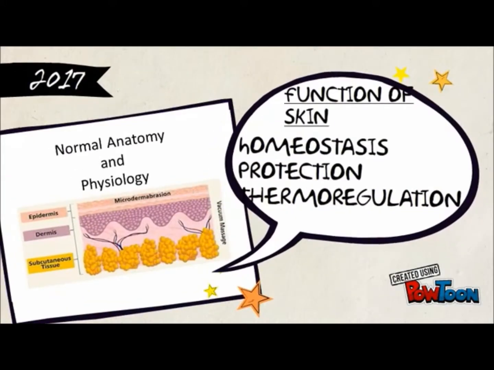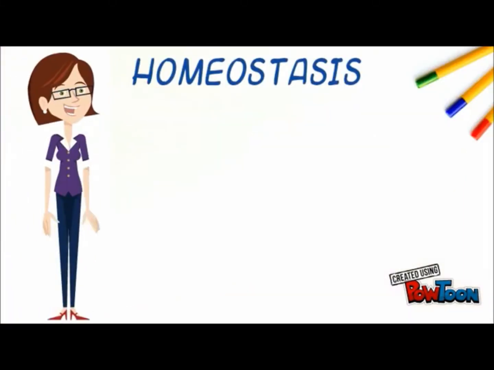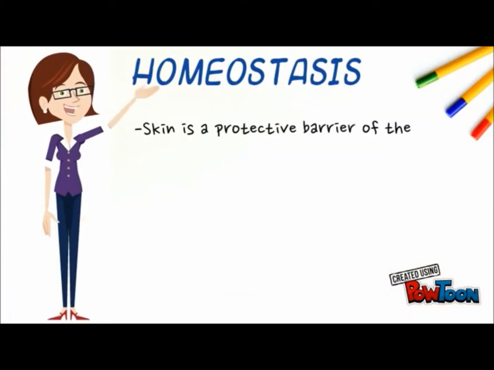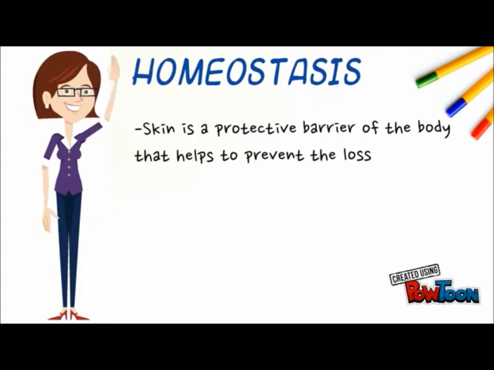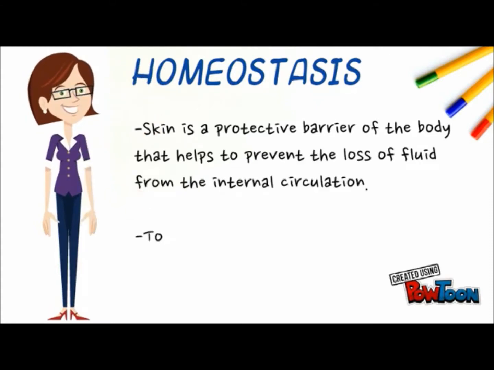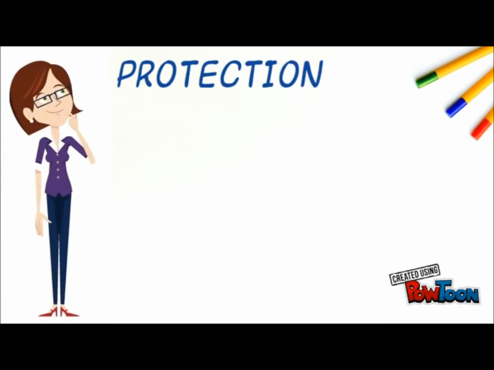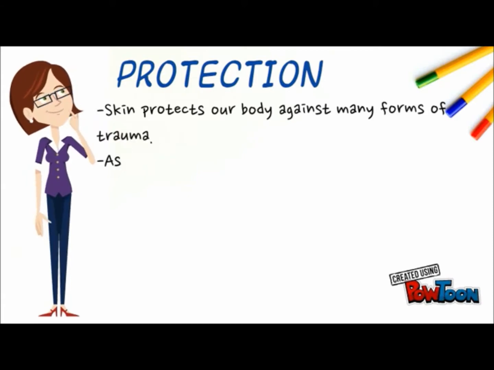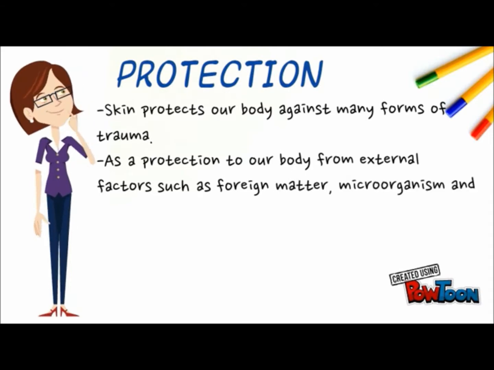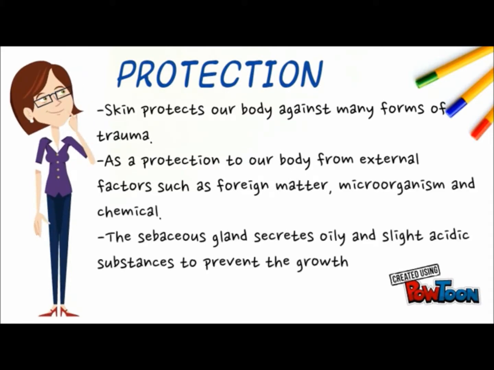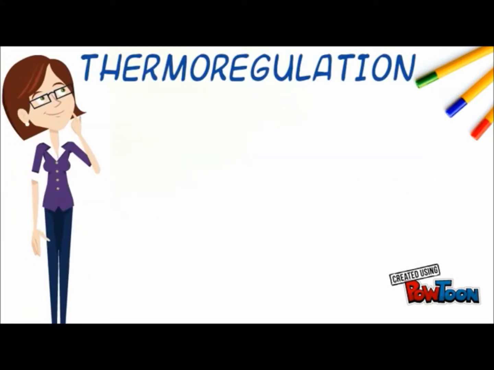Hi, I'm Normizan. I will explain about the normal anatomy and physiology, and these are the functions of the skin. The first one is homeostasis. It acts as a protective barrier to our body and maintains the internal metabolic equilibrium. The second function is protection. Skin will protect from many forms of trauma and act as protection from external factors such as microorganisms. The sebaceous gland will secrete an oily and slightly acidic substance.